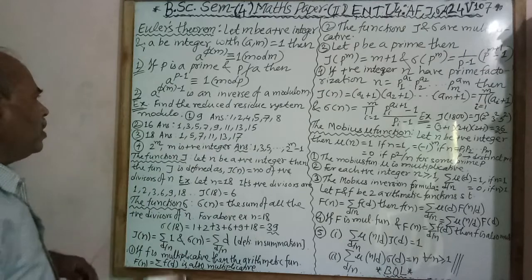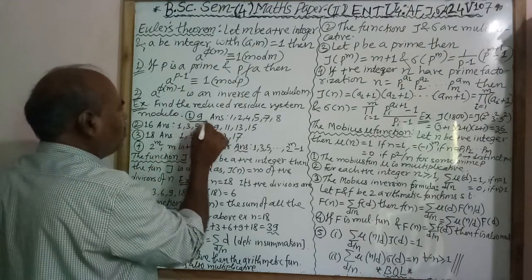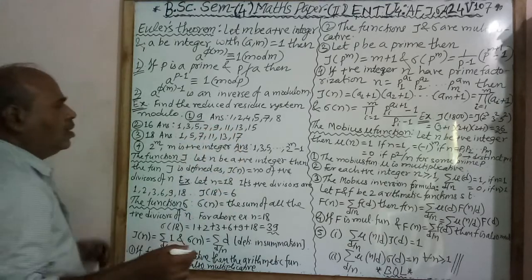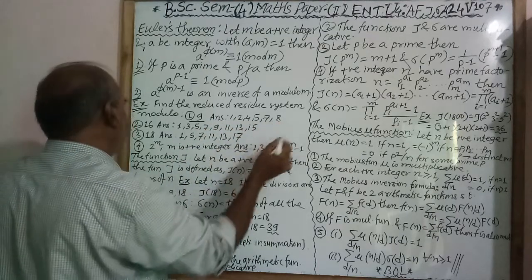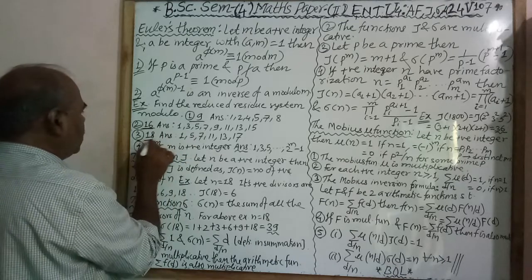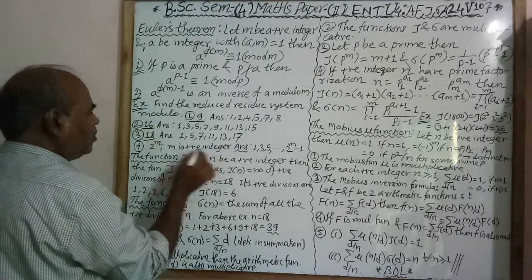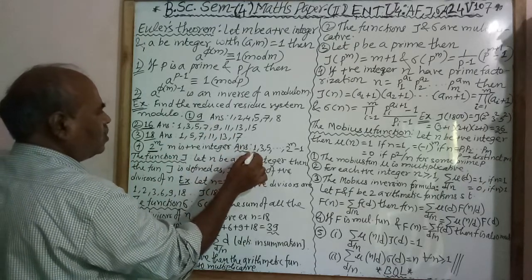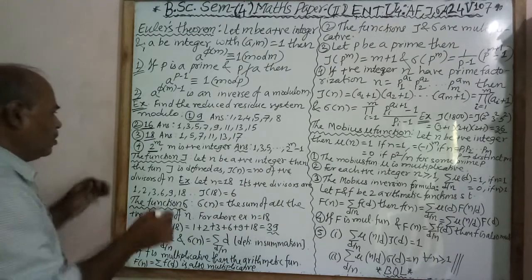We take the example, find the reduced residue system modulo m. First example 9, we have to find the numbers which are relatively prime to 9, which are 1, 2, 4, 5, 7, 8. Similarly for 16, the answer is this, and for 18. And for 2 to the power m, where m is a positive integer, the reduced residue system modulo 2 to the power m is given by 1, 3, 5, and so on up to 2 to the power m minus 1.